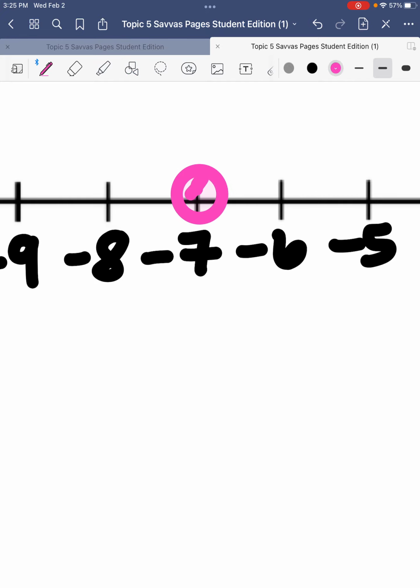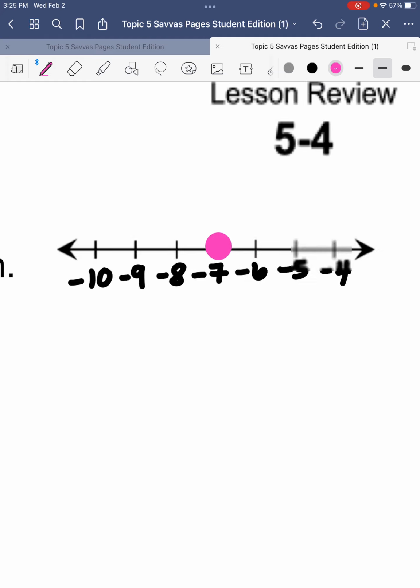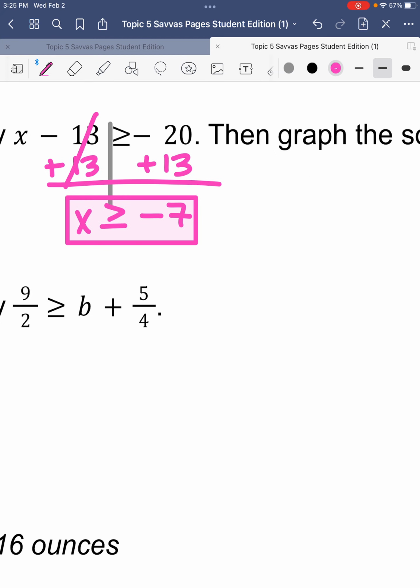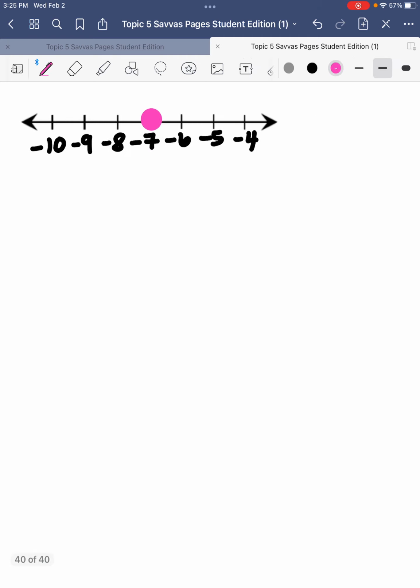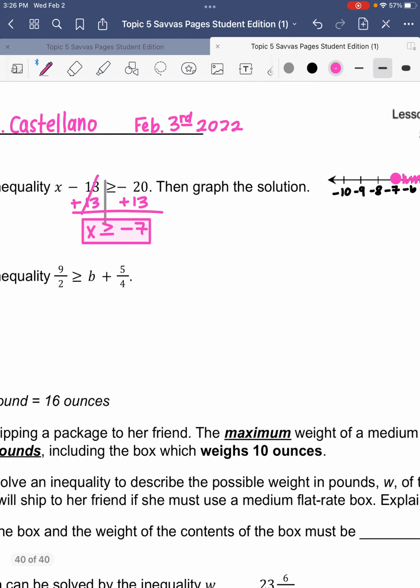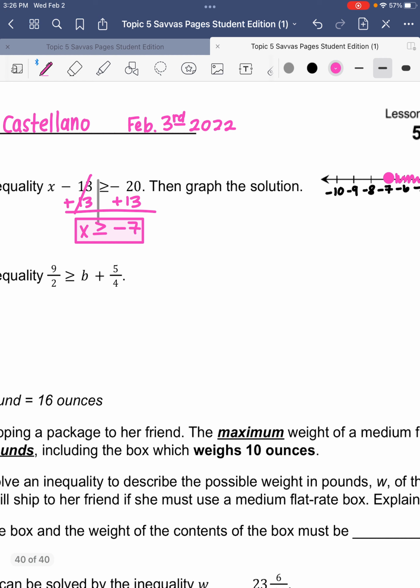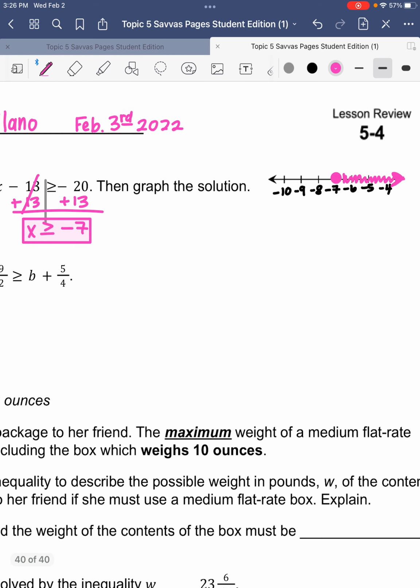So I'm going to put in my circle and then I'm going to fill it in to make it a closed circle. Now also remember, because my variable is on the left-hand side, I can use my inequality symbol as an arrow pointing the direction I need to shade. So this is pointing to the right, so I know I need to shade to the right. So I'm going to shade all of these numbers here and the arrow because it keeps on going. And that makes sense, right? Because our inequality solution was x greater than or equal to negative 7. So I did shade all of the numbers that were bigger than negative 7.